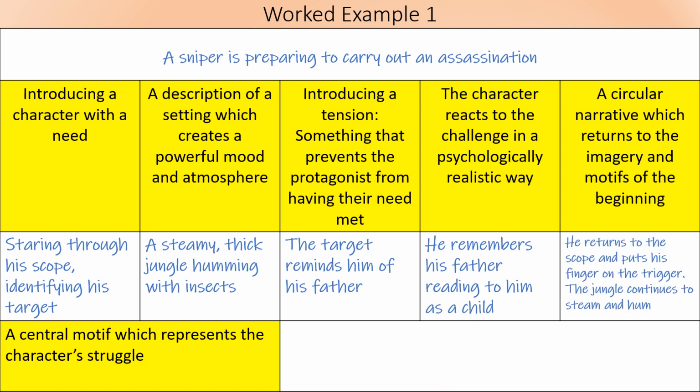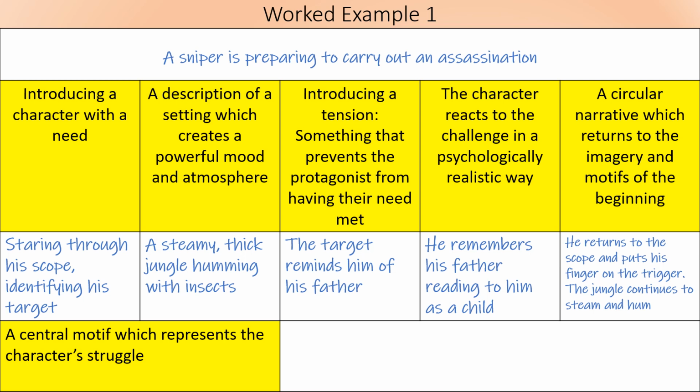So this is then going to produce an outcome. Does he do anything differently, knowing that this man he's going to kill reminds him of his father? Well, what would a trained killer do? What would an assassin do? So he returns to the scope.